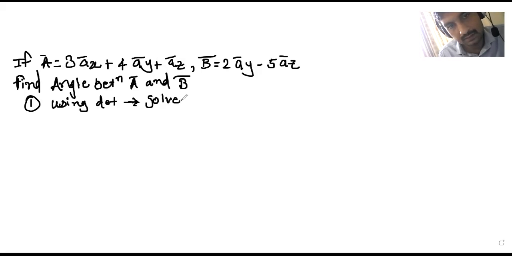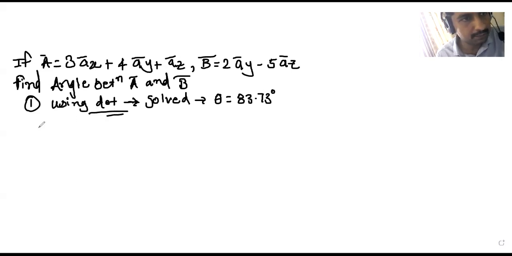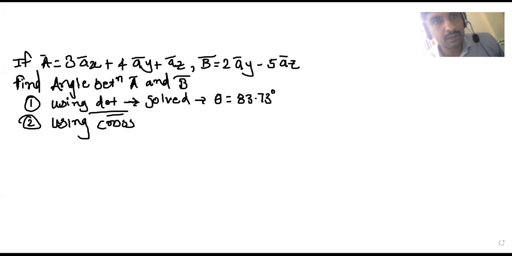And what was the answer? What was the answer for that? Theta is equal to what answer we have obtained? It's 83.73, right? So this was the answer that we obtained in the last lecture for dot product. Now the second part of this example is to find the angle between a bar and b bar using cross product, right?